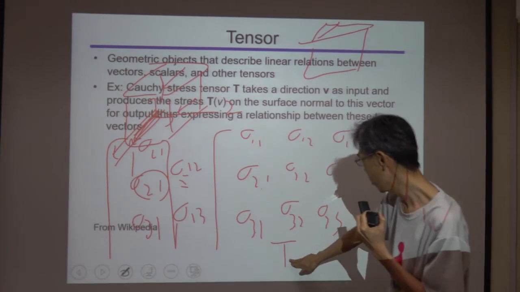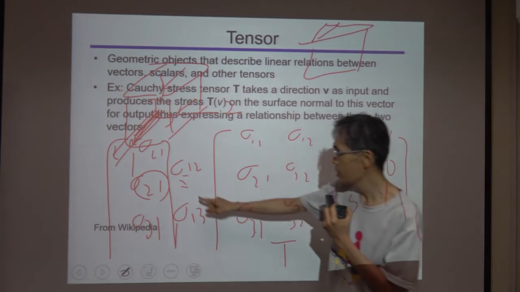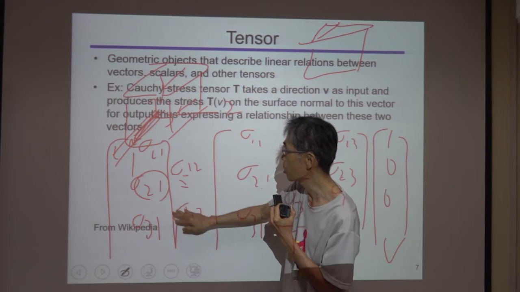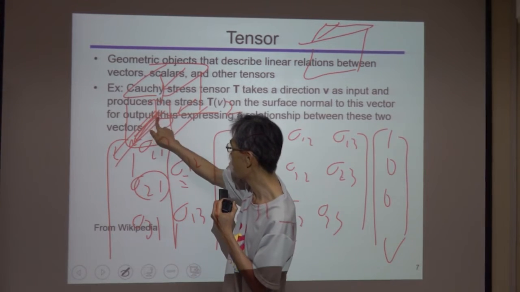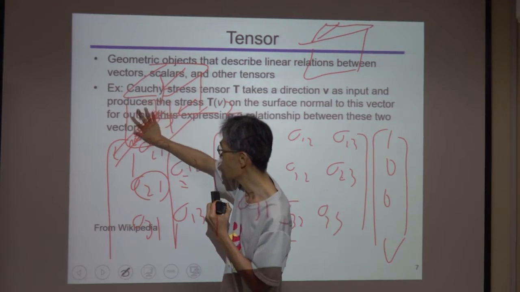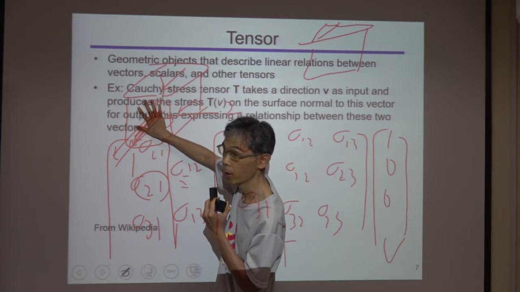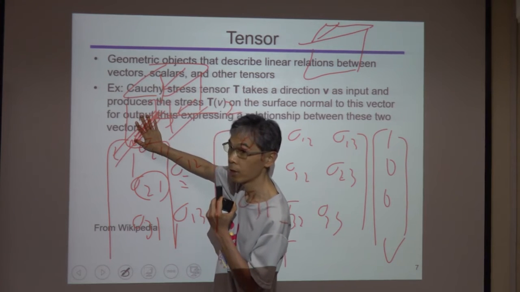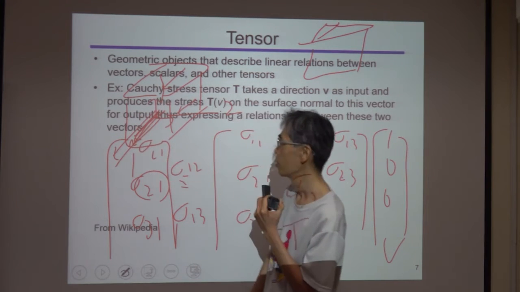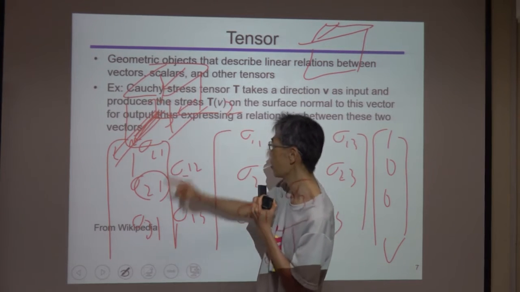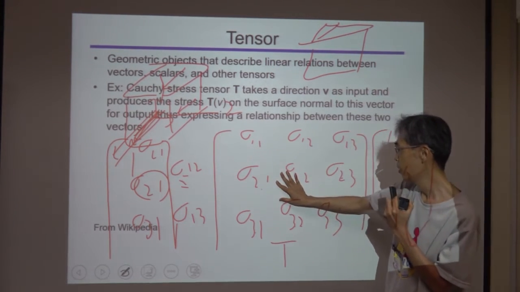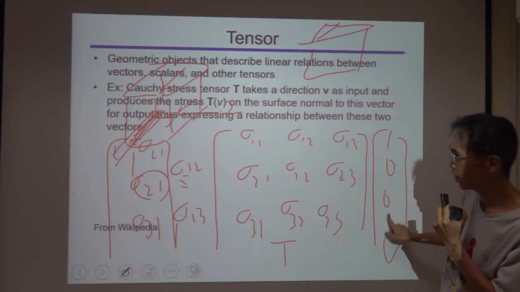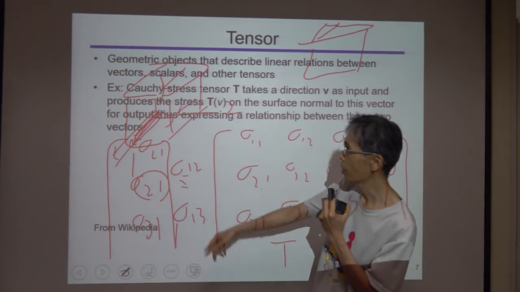So T multiplied by V, we can get sigma 1,1, sigma 1,2, sigma 1,3. So these are the three stress. Sigma 1,1, sigma 1,2, sigma 1,3. The stress applied to the surface 1. And for this surface, the normal vector of this surface is 1, 0, 0. So this is Cauchy stress tensor. So tensor can apply to a vector. We can get a vector. Okay.